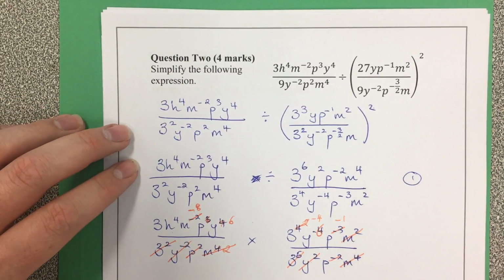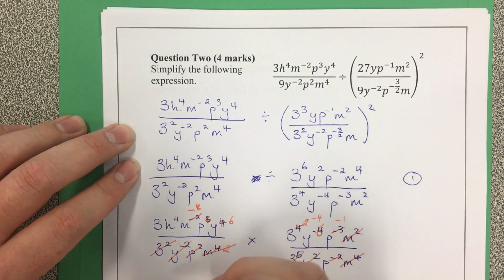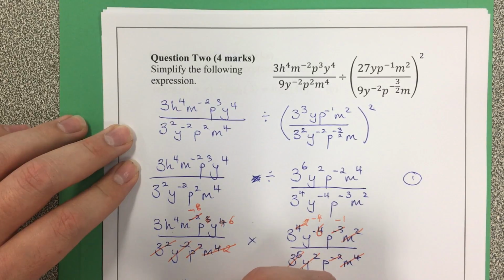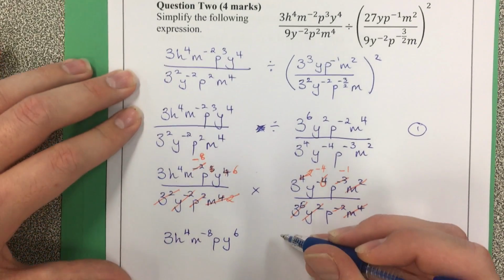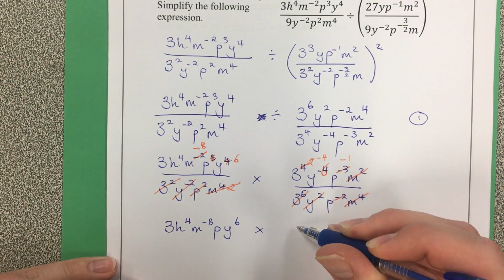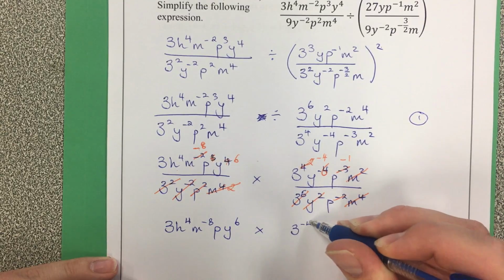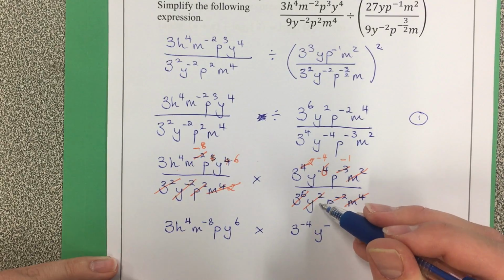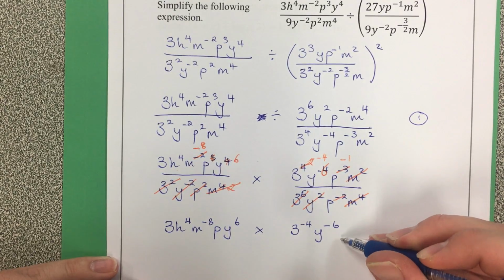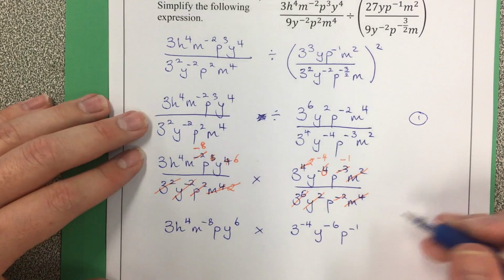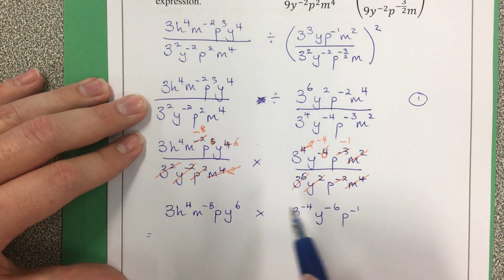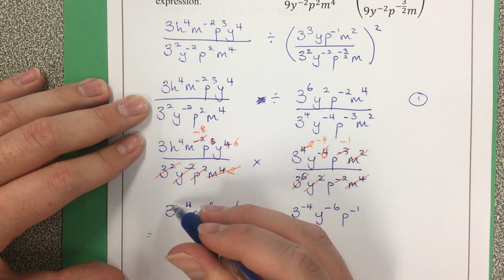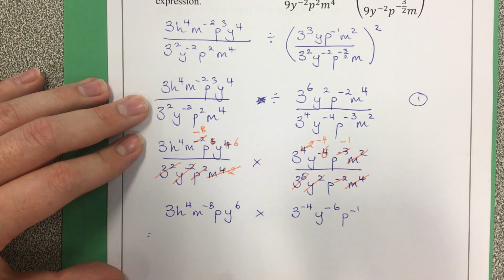And we'll rewrite what we've got here after all our cancelling out. So this becomes 3h to the power of 4, m to the negative 8, p y to the power of 6, times by 3 to the negative 4, y to the power of negative 6, p to the negative 1, and now we just add the indices like we did in question 1. So this becomes 3 to the power of 1 times by 3 to the power of negative 4.